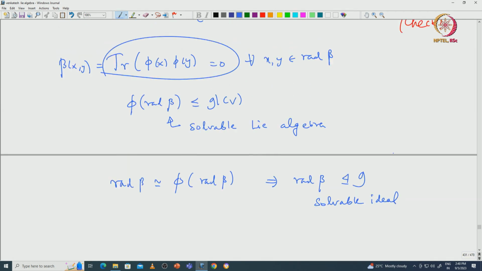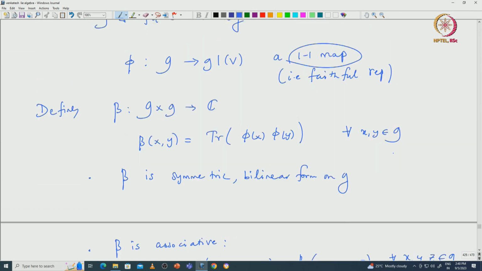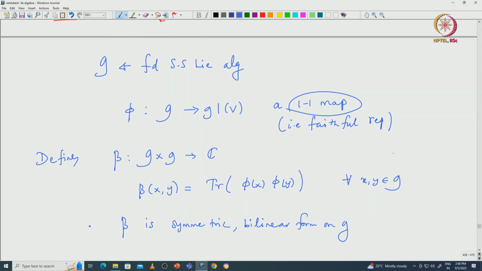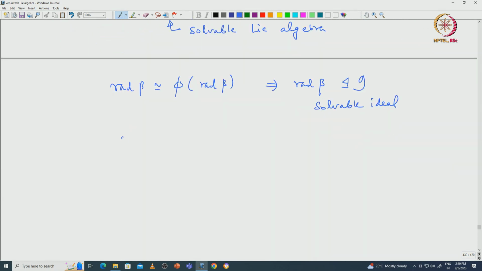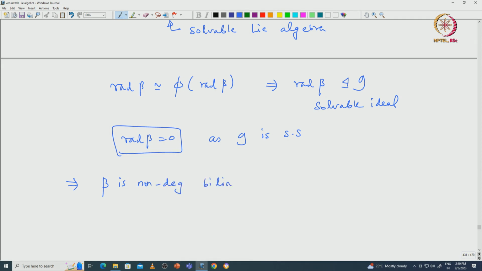But since g is semisimple, the maximal solvable ideal must be 0. That implies that the radical of beta must be 0, as g is semisimple. So, that means the bilinear form beta that we have considered is actually a non-degenerate bilinear form. So, this implies beta is a non-degenerate bilinear form.